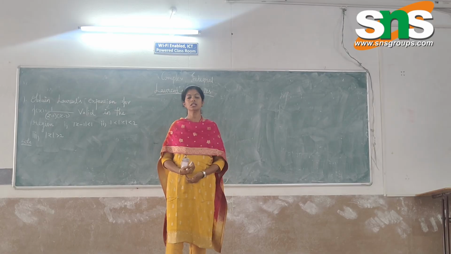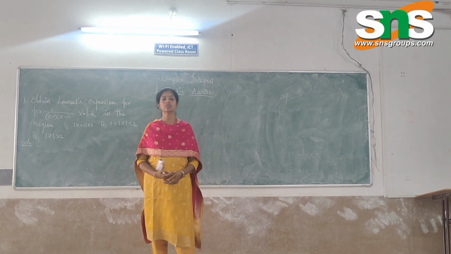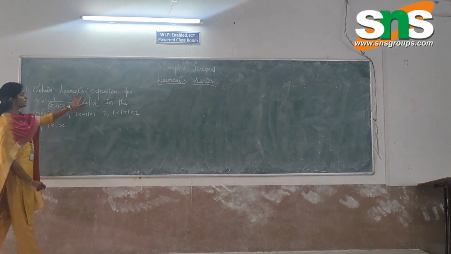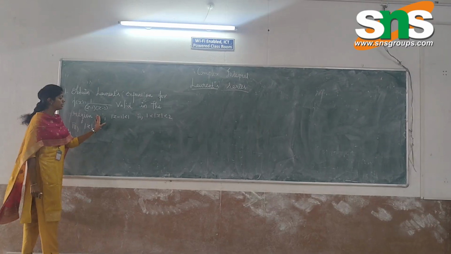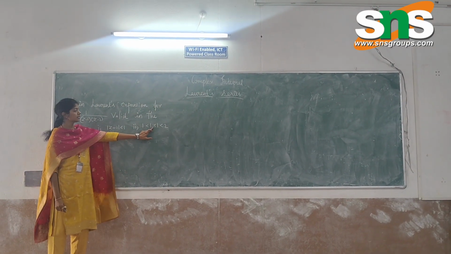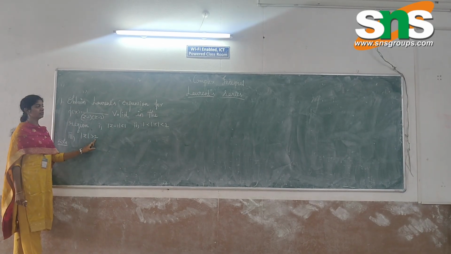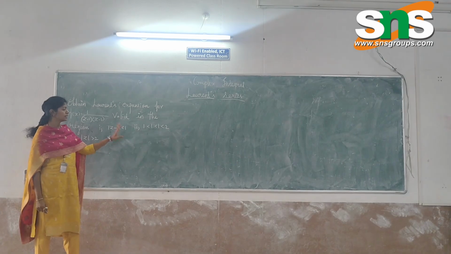Today we are going to see Laurent series in addition to the Taylor series. So how do we solve the Laurent series? Suppose we have the question: obtain the Laurent series expansion for the function valid in the region. We have three regions. First one is modulus of z minus 1 less than 1. Another one is z lies between 1 and 2. And modulus of z greater than 2. So always we have to remember the Laurent series region should be less than 1.